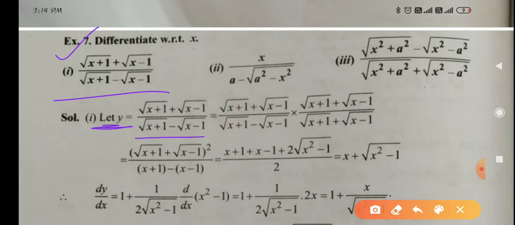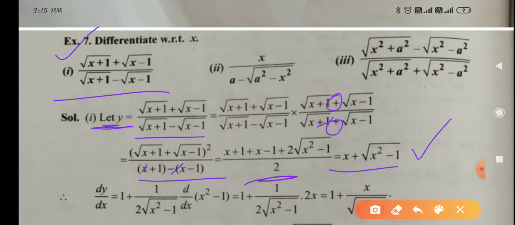So now you can see here, they are multiplying under root (x plus 1) plus under root (x minus 1) in numerator and denominator both. The numerator will become (under root (x plus 1) plus under root (x minus 1)) whole square, upon denominator x plus 1 minus (x minus 1). They apply the a plus b, a minus b identity in the denominator. So by opening the bracket, x is cancelled, 1 plus 1, 2 will come in the denominator. In the numerator, by expanding the identity, it is coming x plus under root (x square minus 1). This is the final simplification.